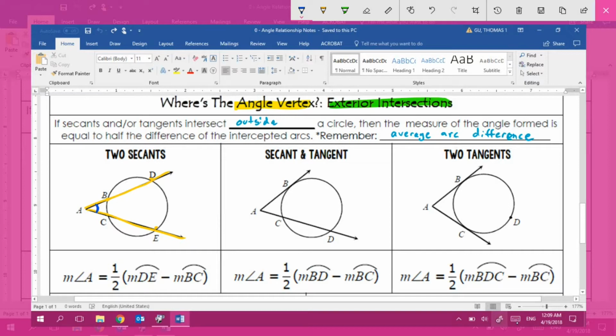So I'm going to take 1/2 times the measure of arc DE. It's right here. Minus the measure of arc BC right there.